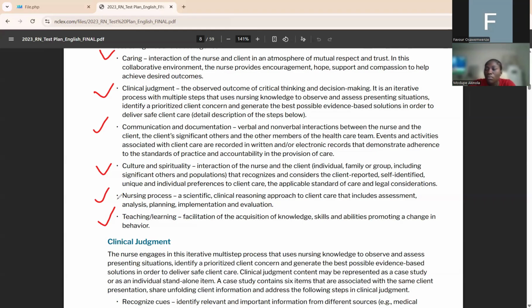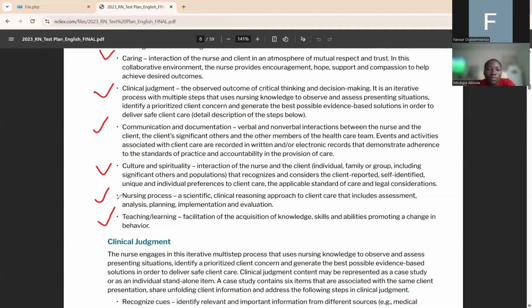Because now, when you see your question, you'll be able to sense that this question is related to caring. How? When you understand how a caring question looks like. Now on the screen right here, you can see that it says caring involves interaction of the nurse and the client. When NCLEX gives you a particular question and the question is saying the nurse is interacting with the client, I can 100% guarantee you that that question is testing caring.